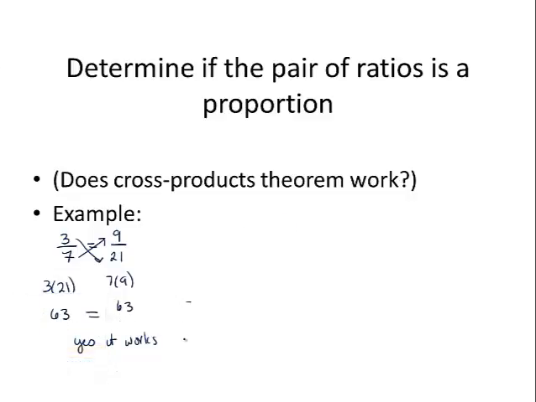Well, let's do one that won't work. And we'll put a little question mark over it to say, is it equal? Well, I don't know. So I'm going to do 5 times 14 and 6 times 10. 6 times 10 is 60. 5 times 14 is 70. They are not equal, so these are not proportionate.